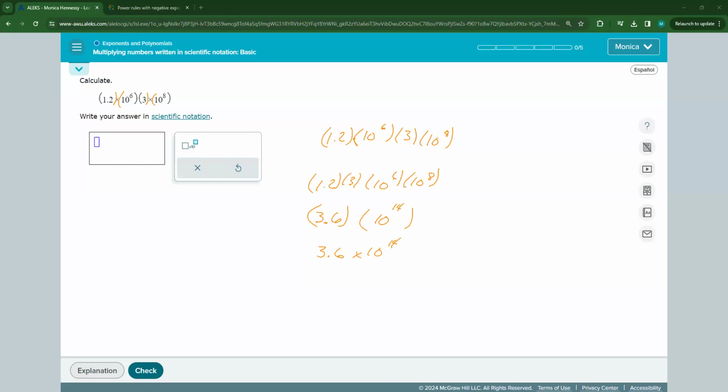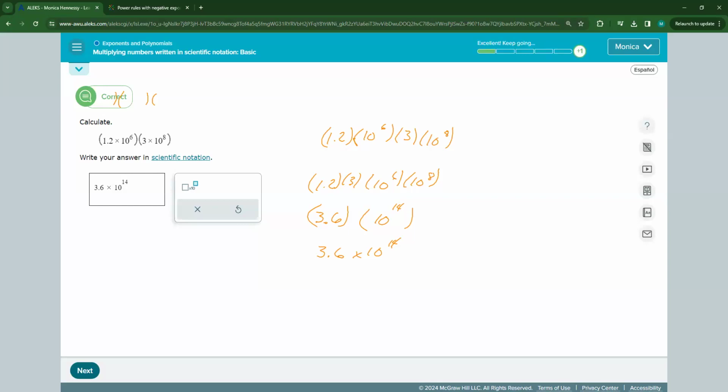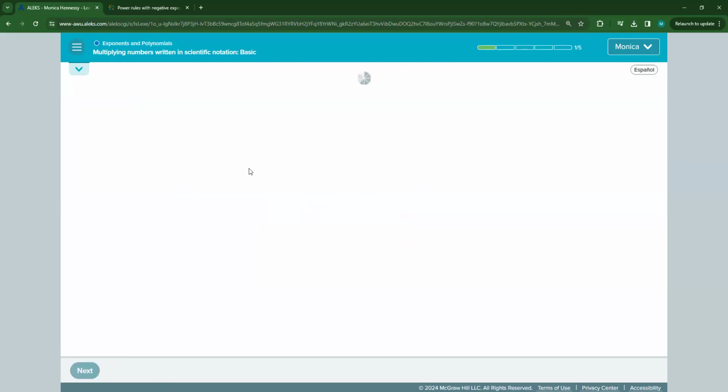I know there's more elegant ways of doing this, but that is really how my brain works. So 3.6, and I have too many decimals, and then times 10 to the 14th. Okay, and just make sure that you're still in scientific notation, where you have one number, a decimal, and then the rest of the number, and then the times 10 to the whatever. And we are going to get another problem. We're going to have to do 3 of them.